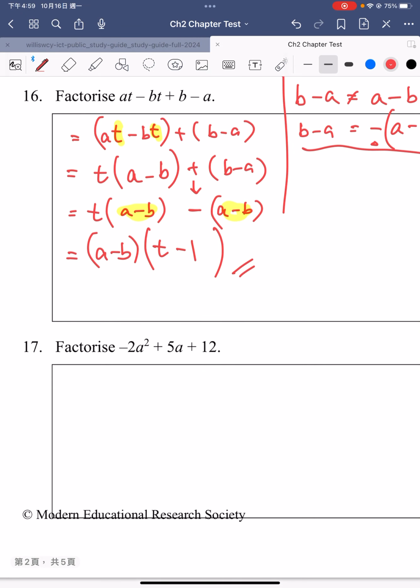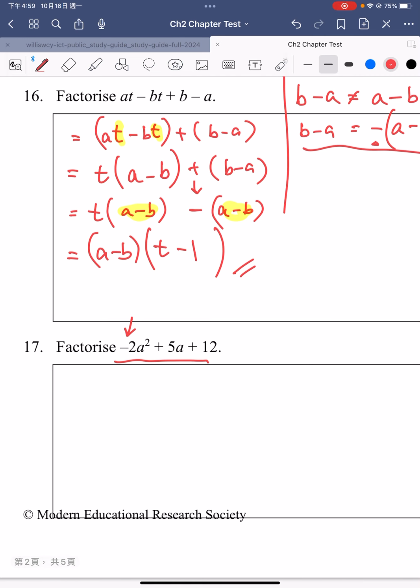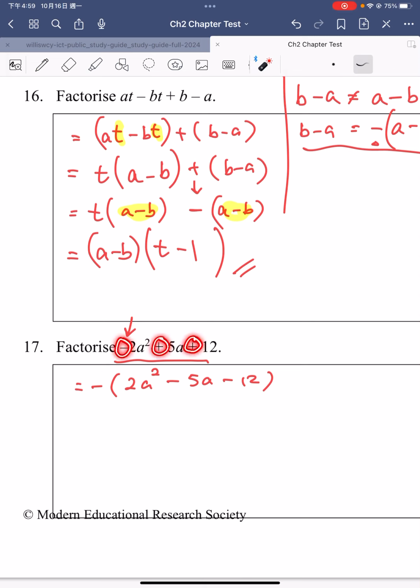So now we're going to do question 17. We have negative 2a squared plus 5a plus 12. If you see there's a negative number in front of the a squared, the first thing you're going to do is take out the negative, because it's very hard for us to do something when the number in front of the squared is negative. So now we take out the negative. We have 2a squared minus 5a minus 12. Every time you take out the negative, you need to change the 3 signs to the opposite. So negative changes to positive, positive changes to negative, and positive changes to negative.